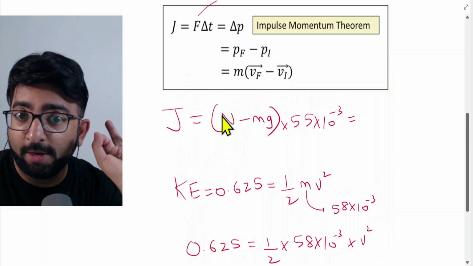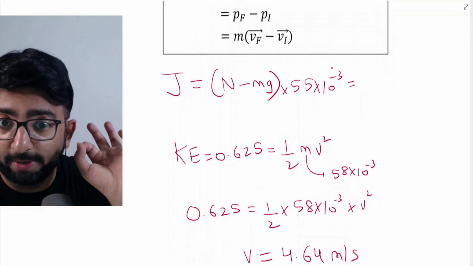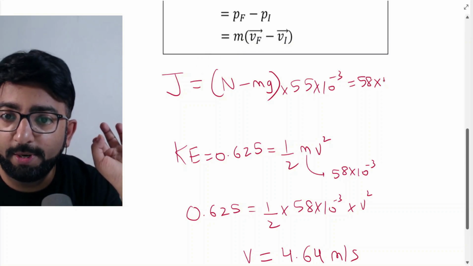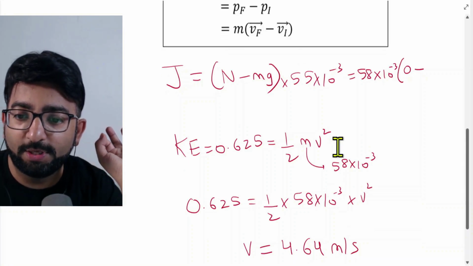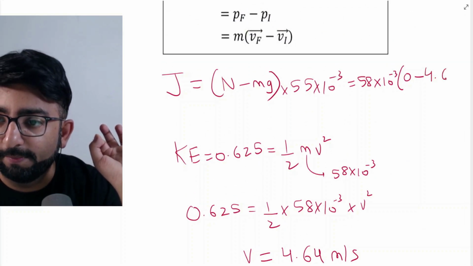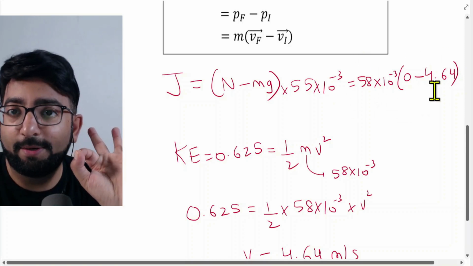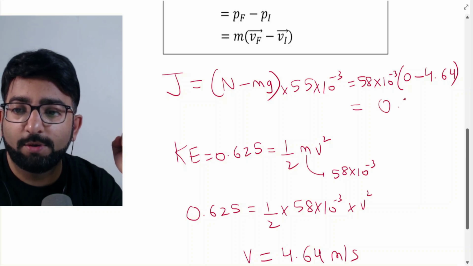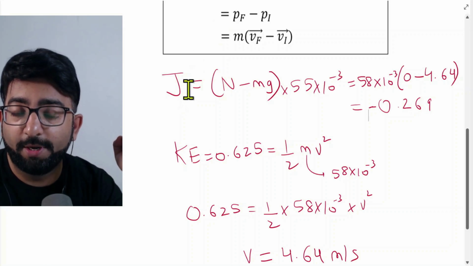So the value of J, which was F into delta t, which is equal to the change in the momentum, we will write as m, the mass, so 58 into 10 to the power minus 3. Final velocity being 0. Initial velocity we have just calculated to be 4.64. So let's write that in. Now all we need to do is simplify only the right side of this expression. If we figure out the answer, we will get 0.269 with a minus sign. That's the value of J, the impulse.